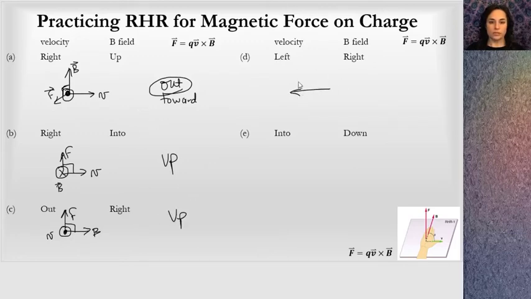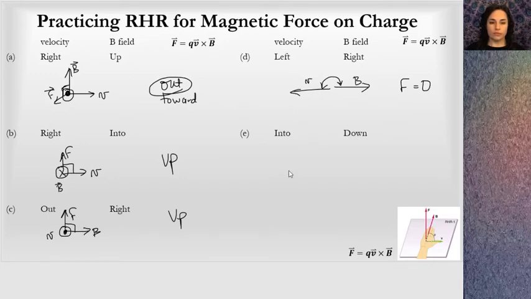So velocity to the left and B field to the right. We're going to note in this situation that these are anti-parallel to one another, and so there's no perpendicular component, and so the force will equal 0 in this situation.